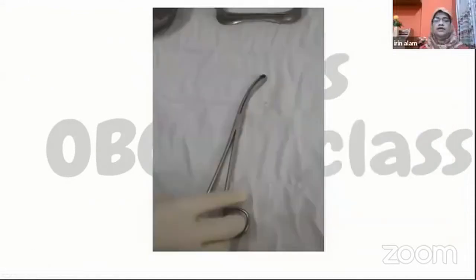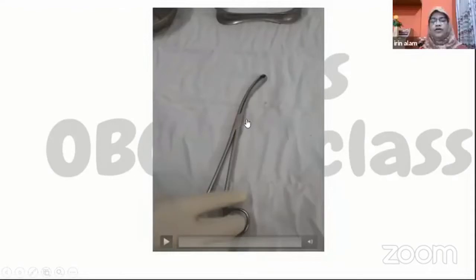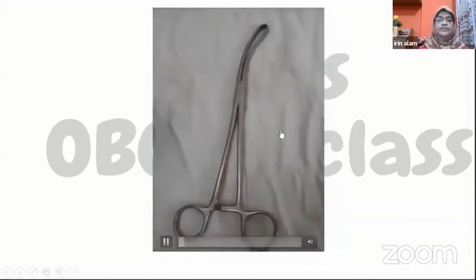At first we'll start with some instruments for DNC. You know, DNC means dilatation and curettage. We start with some of these instruments. At first, this instrument is a Vulsellum forceps. This is a Vulsellum forceps.